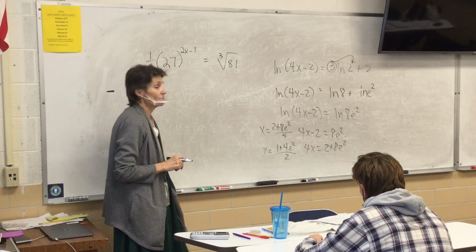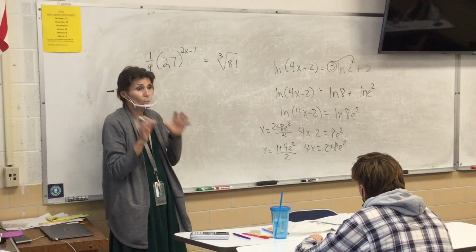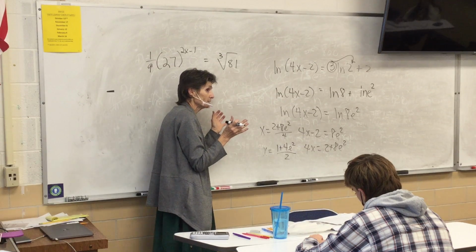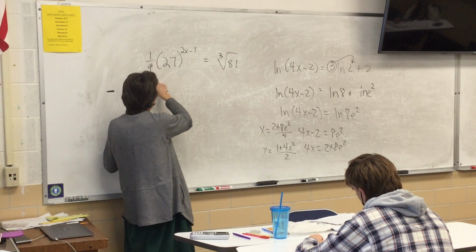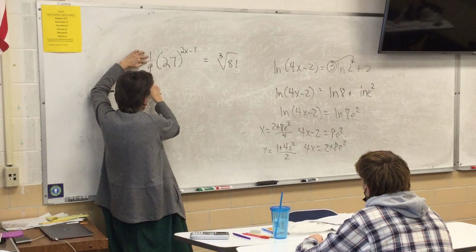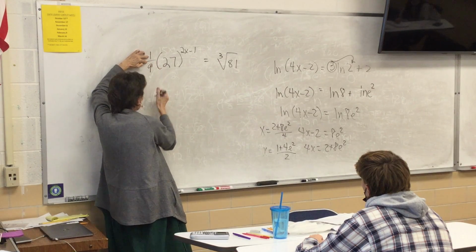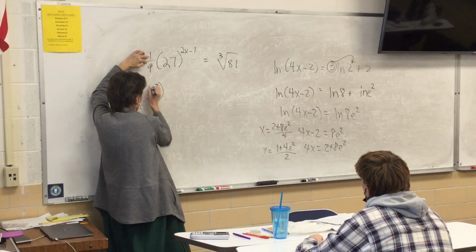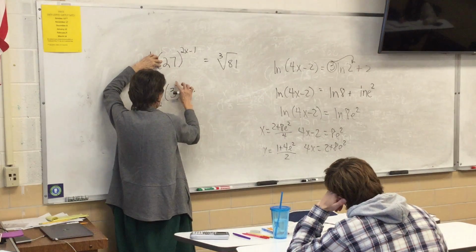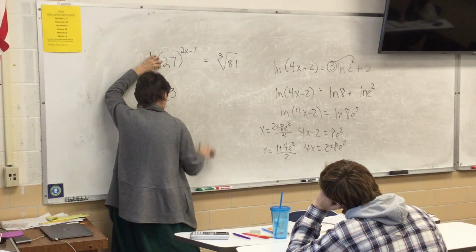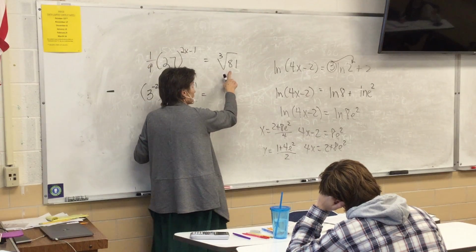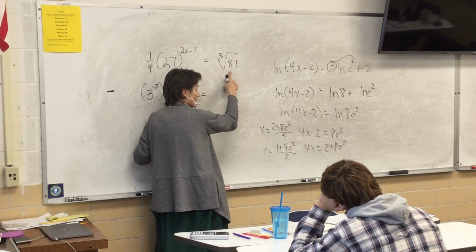Exactly. You guys, if this is a no calculator problem, it will be rigged so that you can get a common base, because that's the only way to do it. Okay? So look at the numbers. 9, 27, 81. What base am I gonna use? 3. So 1/9 is 3 to the negative second. 27 is 3 cubed. But it's also the 2x minus 1. 81 is 3 to the 4th.